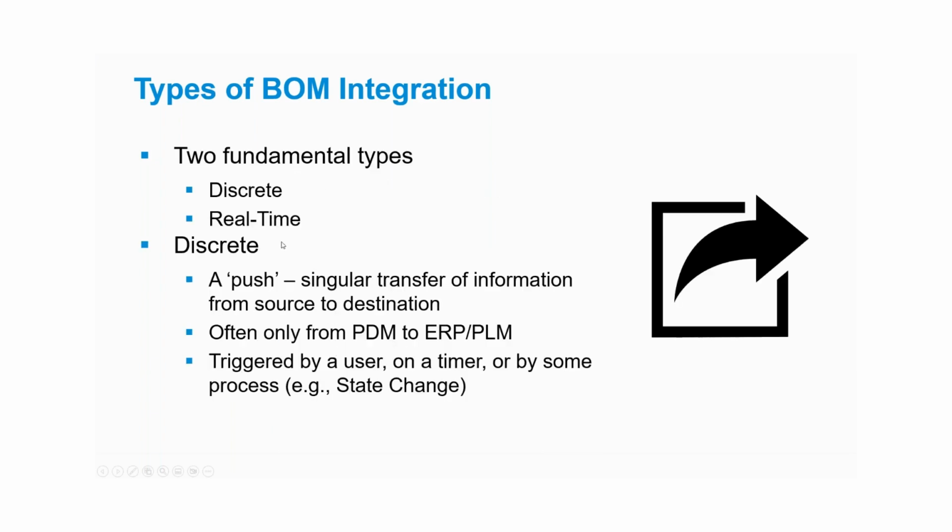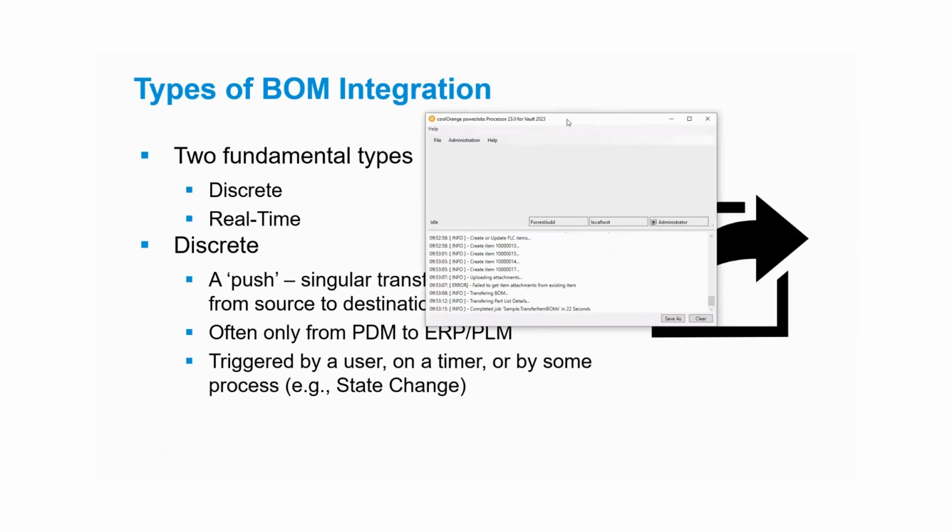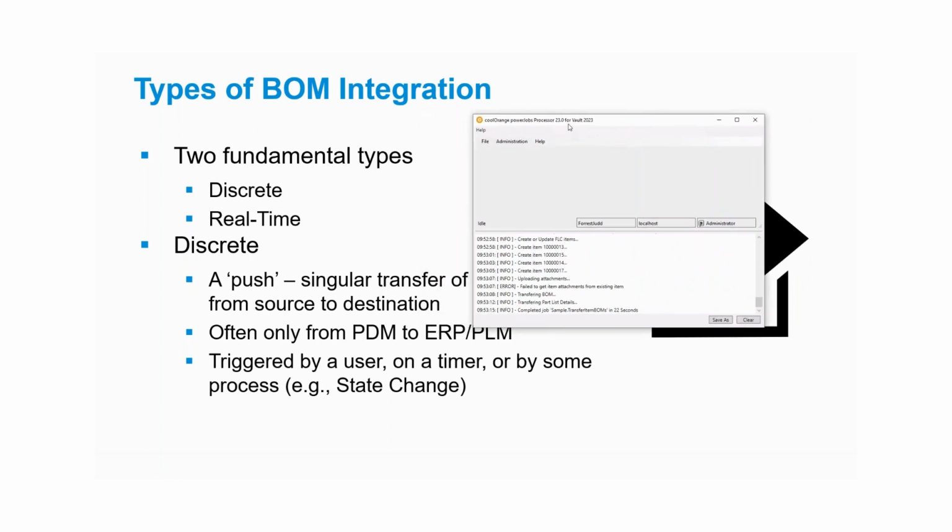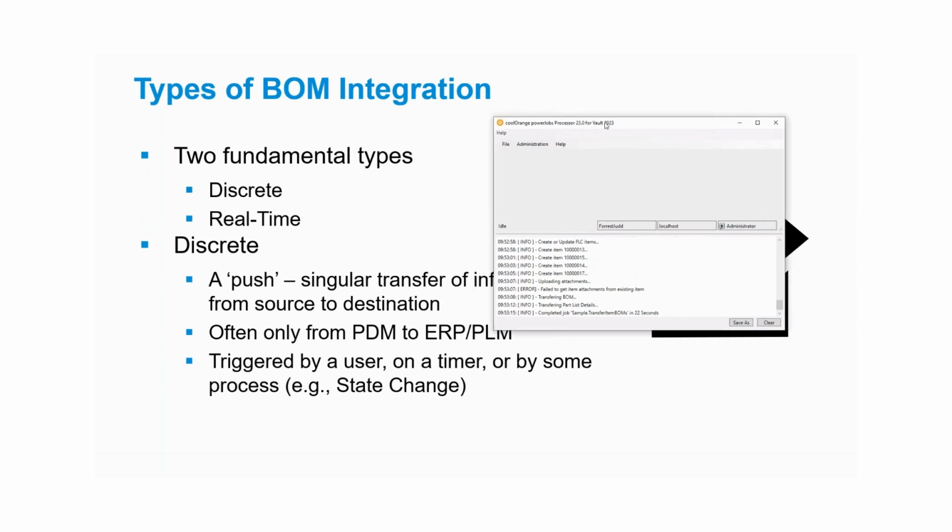If you need a discrete push, if you're using Vault, we would still probably, in most cases, use a Cool Orange product, but it would be their Power Jobs product, where you can create custom jobs that do things. Most of our customers that use Power Jobs, and we have quite a few now, use it to do things like make PDFs or STEPs or DXFs. More and more of our customers are using it for discrete BOM push as well.